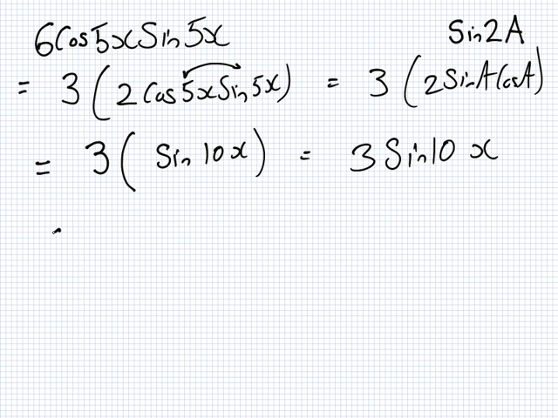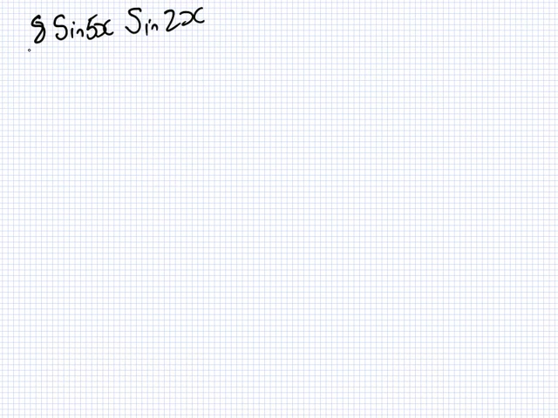What's that? 8 sine 5x sine 2x. Yeah? Now, what rule do I need here? Yeah, I could say sine. Oh, actually, you know what? I don't want to do this one because it's actually cos A plus B again, because you have cos on the sine side. So let's pick out a different one here.